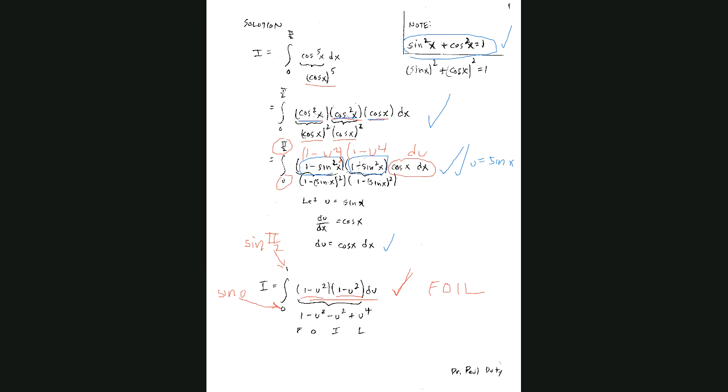You could actually factor the 1 minus u squared into 1 minus u times 1 plus u, but it wouldn't really help us. I'm just going to FOIL this so that I'm going to get an integral of a polynomial. And we can handle an integral of a polynomial. Okay, give you a moment to copy that down.